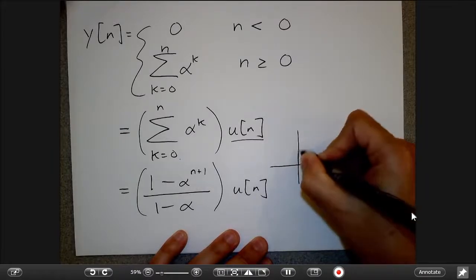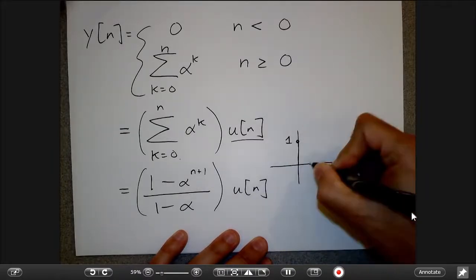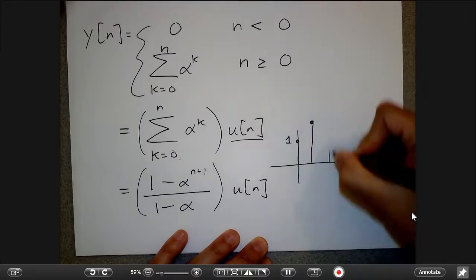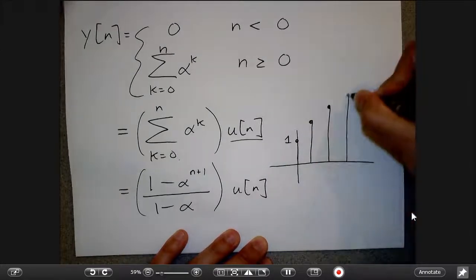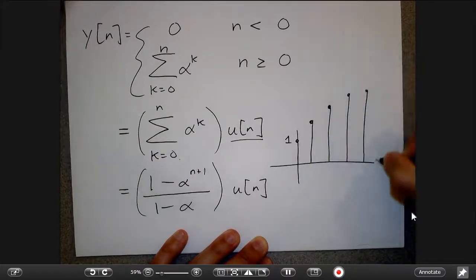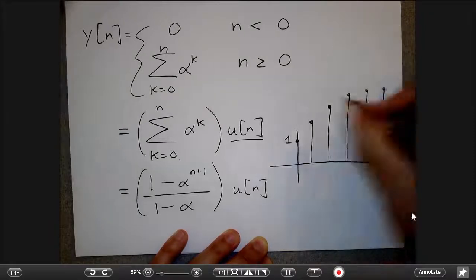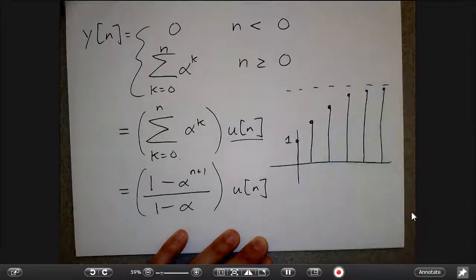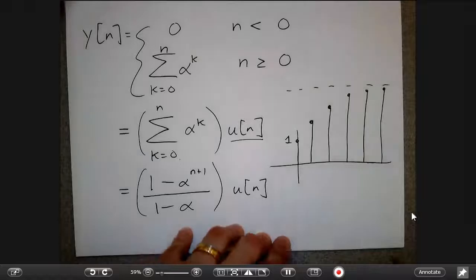In the beginning, I have the first stick, which is 1. Then I add some more. Then I add some more. And eventually, I'm going to taper off, and there's going to be an asymptote that I never quite reach.